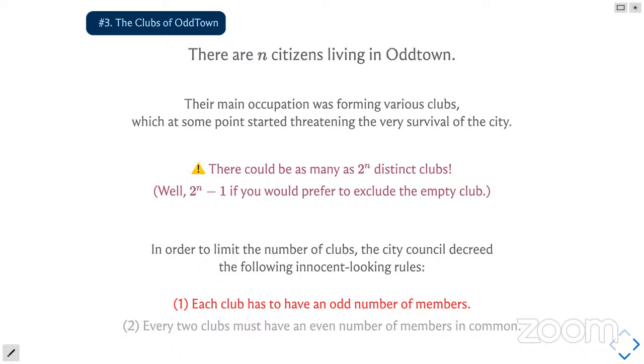So matching a set to its complement establishes a bijection between the collection of all odd-sized subsets and all even-sized subsets, which means that the number of odd-sized subsets must be equal to the number of even-sized subsets.